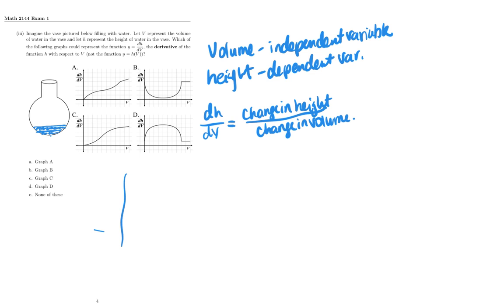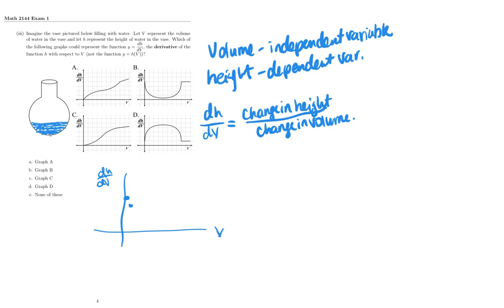So if I'm thinking about the volume and dH dV, again, a positive change in volume will be a positive change in height, which means all of my dH dV values are going to be positive. But it's going to be a greater change at first, and then it's not going to be as much change as I go on.